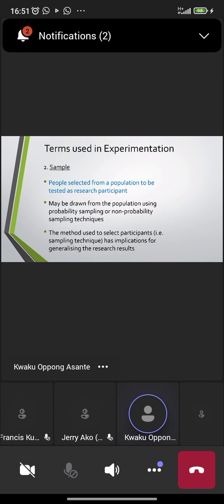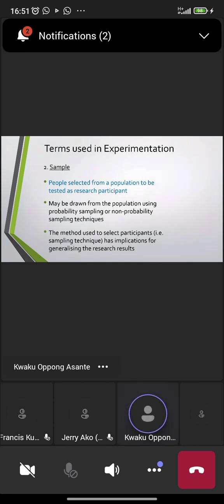So probability sampling, for example, simple random. When I come to this class and I say I need only 50 students for a project, everybody will say, oh, I'm interested. And I say, okay, I can't take all 250 on call now.